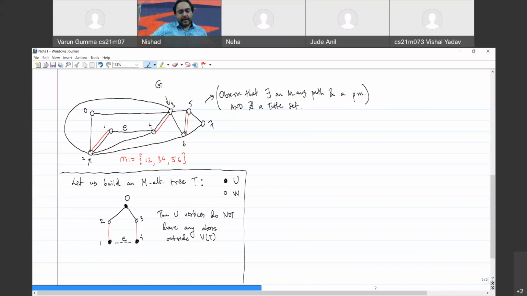So in the non-bipartite case, we cannot conclude that just because we are not able to build the tree any further, we have found a Tutte set, right? In fact, as we know, in this case, we have an augmenting path and a perfect matching. So how do we get that? All right. Are there any questions or concerns?